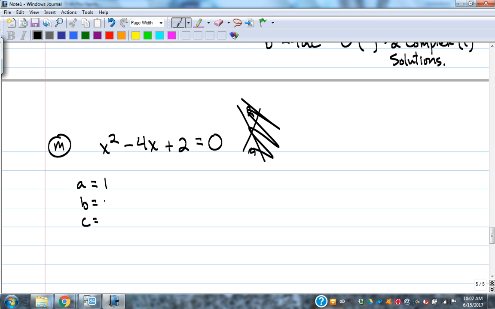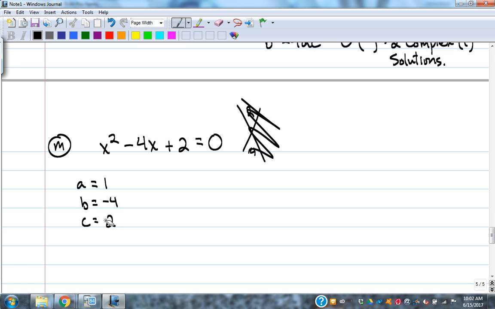A is 1, B is -4, and C is +2. Okay, so A, B, and C. Whether you write that list or not, it's up to you. I usually write it there when I'm first starting, just so I know to go back and I know where I'm getting things, okay?